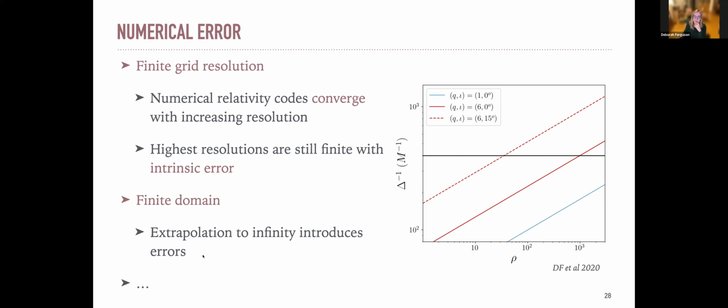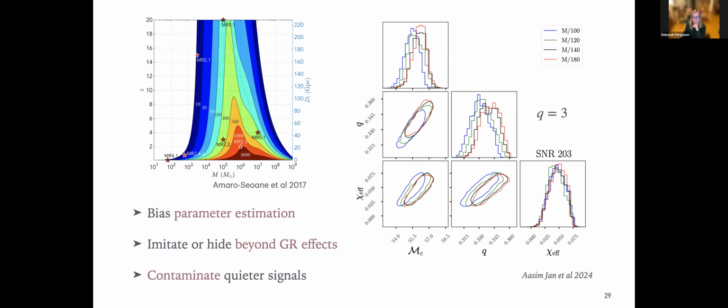And then we also have issues with finite domain. We perform our simulations on finite grids, and then we evolve them out to infinity, and that introduces errors. If I have time, I'll mention some of the ways we handle that, but that does still introduce errors. And I mentioned that we can reach signal to noise ratios of around 3,000 with next generation detectors. That's what this plot is showing. As a function of distance and mass, the colors are what SNR we might expect, and you can see for some systems, we could even pass 3,000.